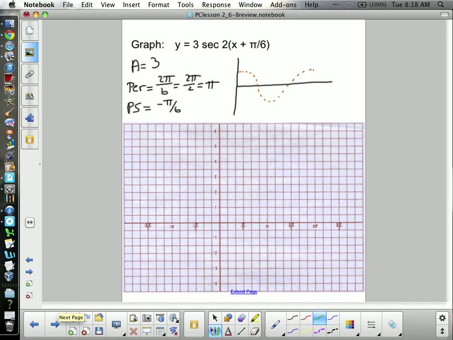My amplitude is 3. My period is pi. So this would be pi over 2. This would be pi over 4. This would be 3 pi over 4. My phase shift is negative pi over 6. This is always a tricky piece. Phase shift is with the x-axis, so I have to subtract pi over 6 from each of these values.